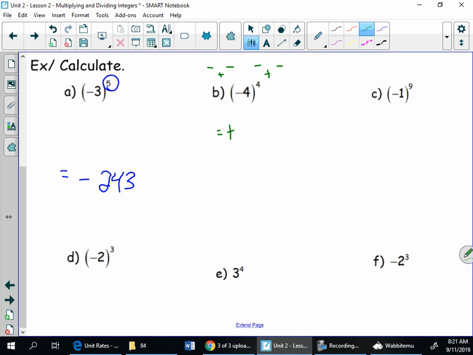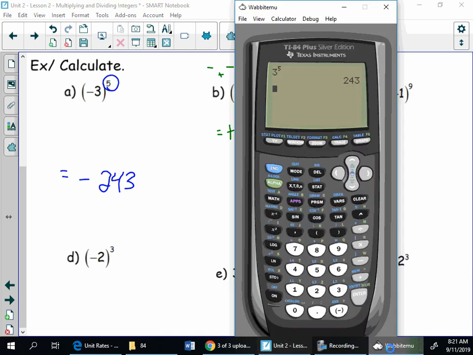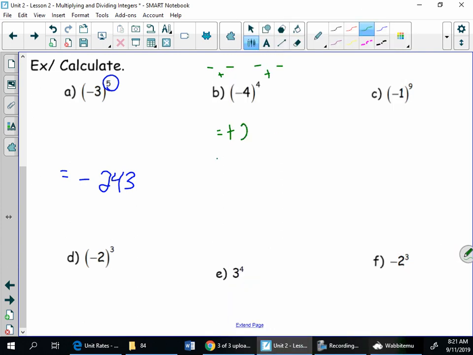We'll get our handy dandy calculator out here, type it in, 4 to the power of 4, that comes out to 256. Again, we don't usually show the positive signs, so it's going to be just 256. Okay, let's try the next one. Negative 1 to the power of 9. Ooh, 9 negatives, that's a whole bunch of them. But what do I know about the number 9? I know it's odd. So my answer is negative.